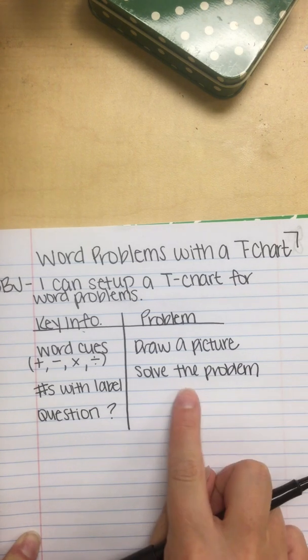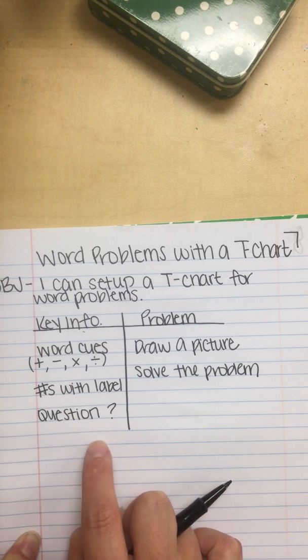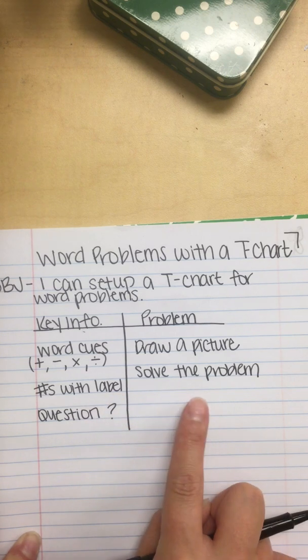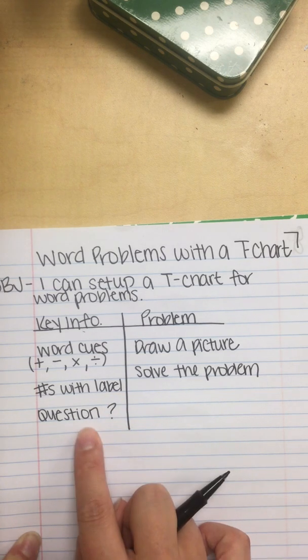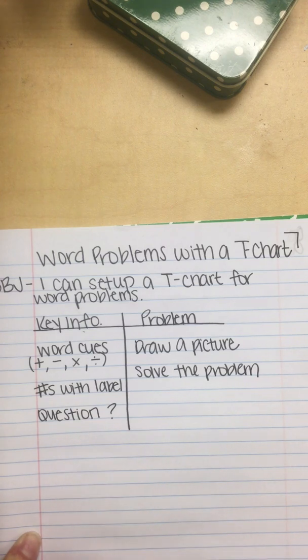And then when I think I've solved my problem, I've got my answer, I go back to my question one more time and I make sure that I'm answering my question. That also means that our answer is not just a number, because it's a word problem. It's never just a number. It has to have a label. So whatever our answer is, I go back to my question and make sure that my label is there for my answer. So this is how you actually set up a T-chart for word problems.